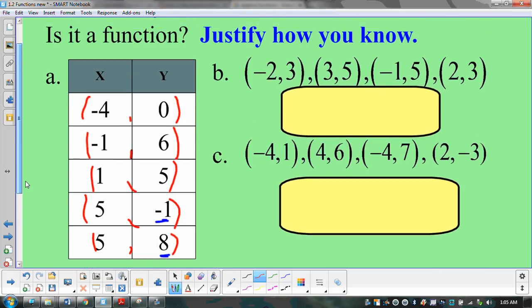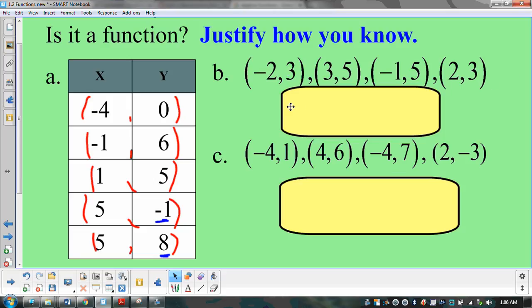I'd like you to copy down examples B and C. This is a set of points: (-2, 3), (3, 5), (-1, 5), and (2, 3). It's just not arranged in a table like A. They're just listed this way. Does every x have only one y?